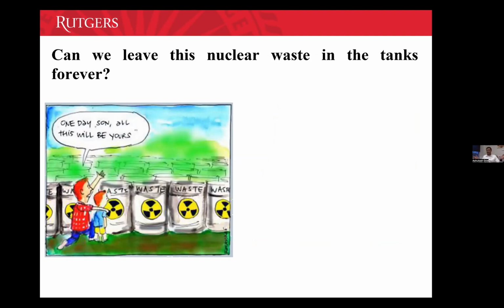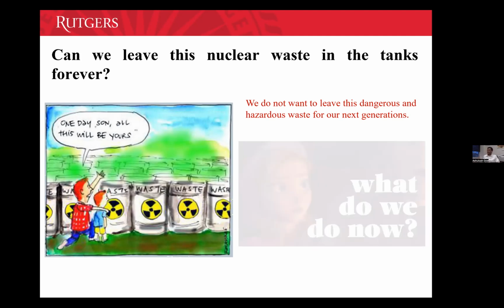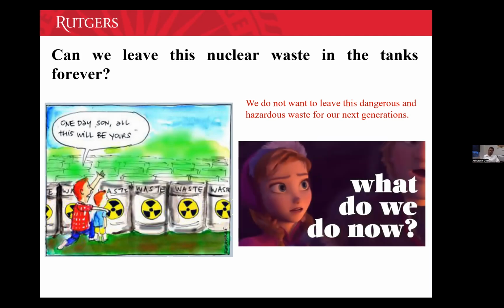We have nuclear waste sitting in 177 steel tanks underground. Can't we leave it just over there? We can, but we do not want to leave the waste for our next generations, right? It is dangerous. It is highly toxic and hazardous. It is already seeping into, or it has in the past seeped into, the ground. What happens if it enters the Columbia River? It enters into the food chain. You don't want that, right? So somebody has to take care of this. So what do we do now?